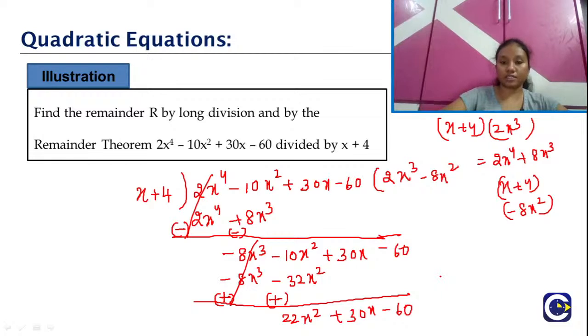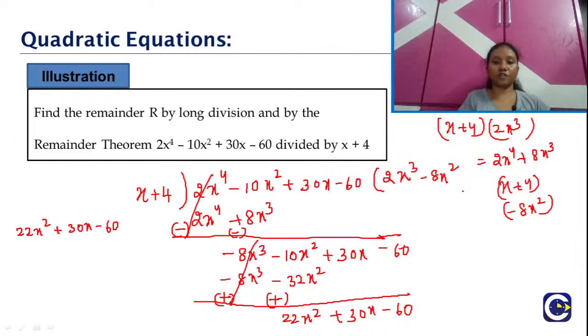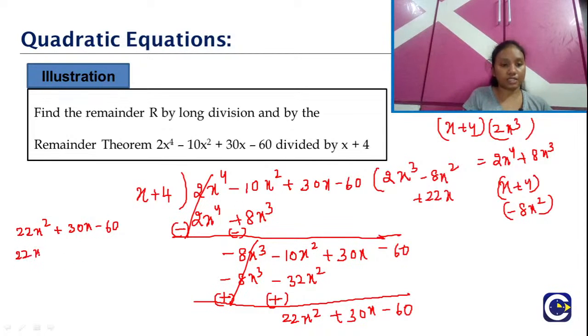So let me erase this, guys, or else I'll just do it here. 22x square plus 30x minus 60. So now what will be my next coefficient term? It will be plus 22x, right? So then it will be 22x square, and then 22 plus 4, it will be 88x.